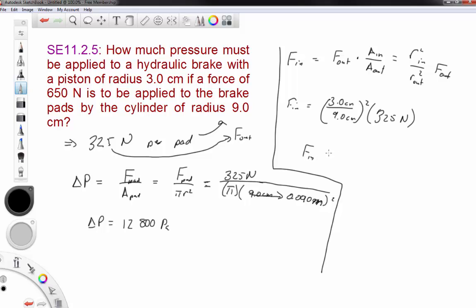And so the input force is going to need to be 325 divided by, well, 3 over 9 is 1/3. We're squaring that, so divided by 9. And that means that we need to put 36.1 newtons of force onto the brake pad, or excuse me, onto the brake pedal in order for this to happen.